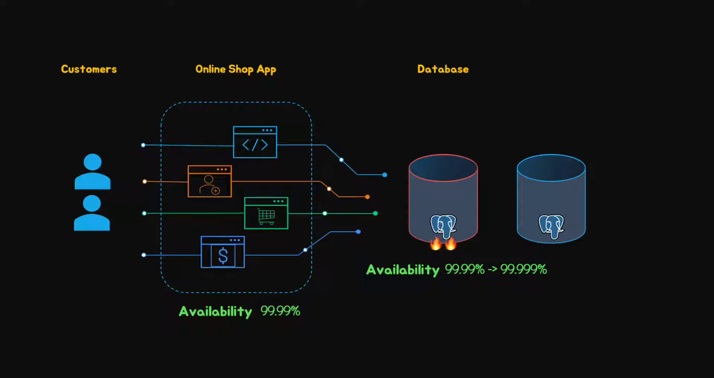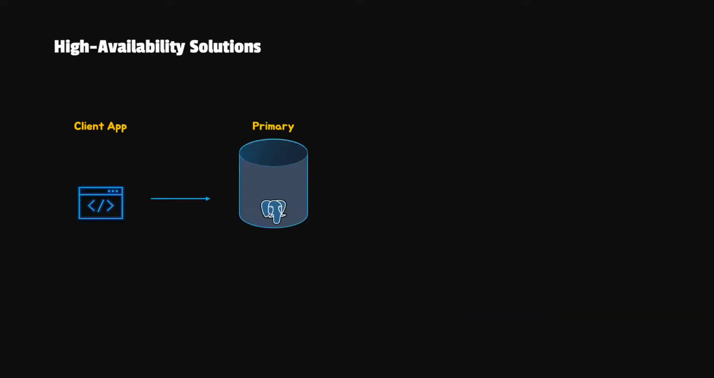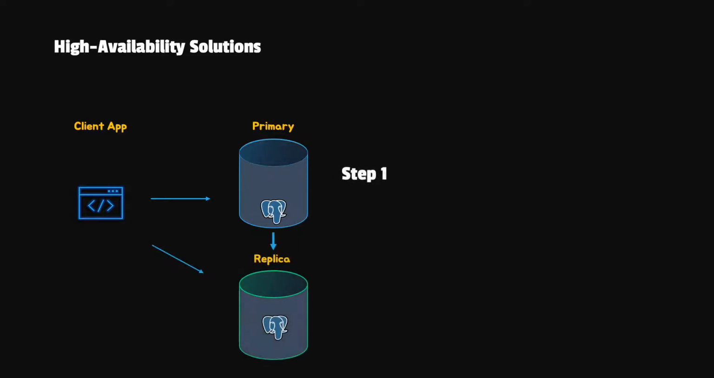Some businesses require that the data is available in any way or at any cost. The first step towards achieving high availability is making sure that we don't rely on a single database server. Therefore, data should be replicated to at least one standby replica.